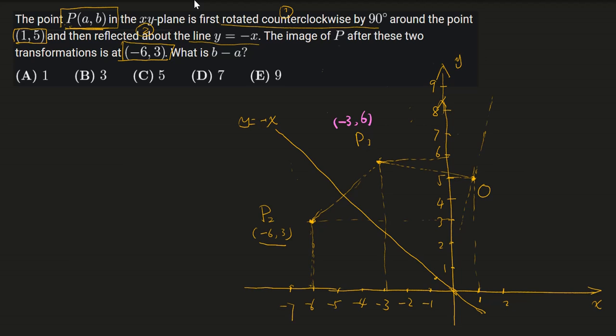And since it's a rotation, the distance from P to O is equal to the distance from P1 to O, right? So that is how the rotation works. So it's basically in here. And this is the right angle. And now the question is, what are the coordinates of P, which are A and B? What are the quantities of A and B?